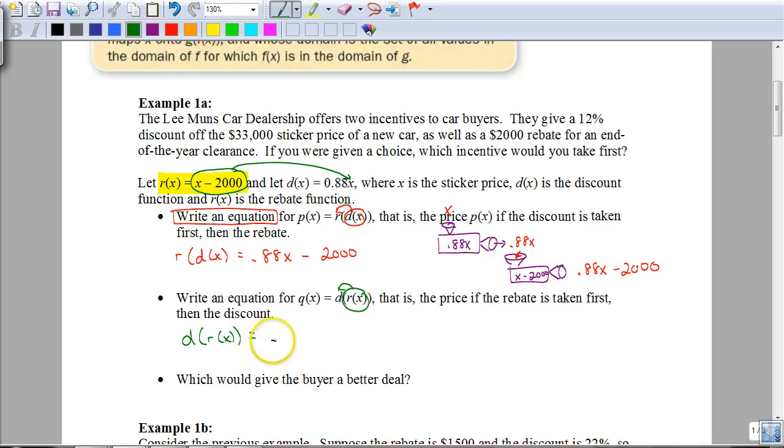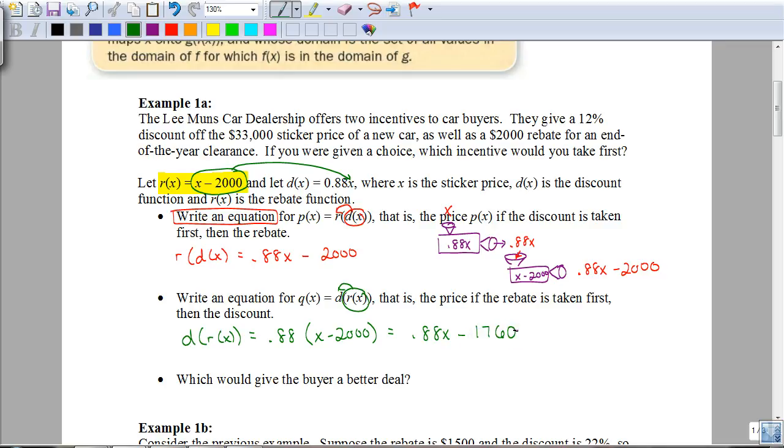So it's going to be 0.88 times a quantity, x minus 2,000, which we want to simplify. When I distribute the 0.88 through, I end up getting 0.88x minus 1,760.